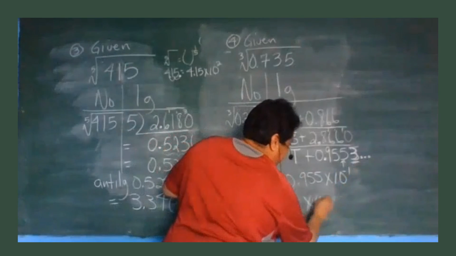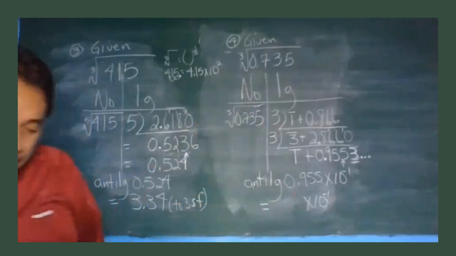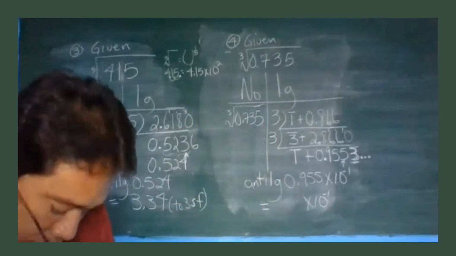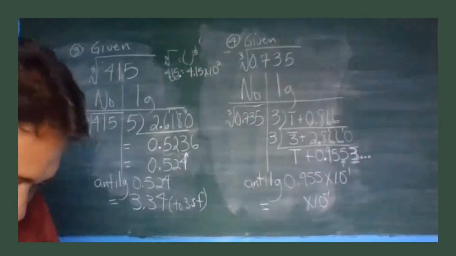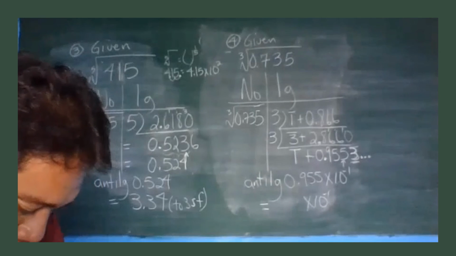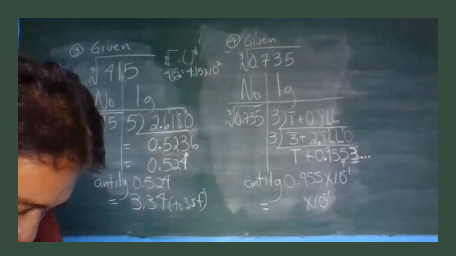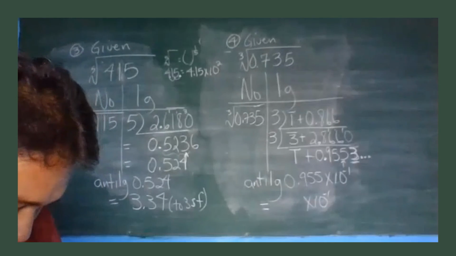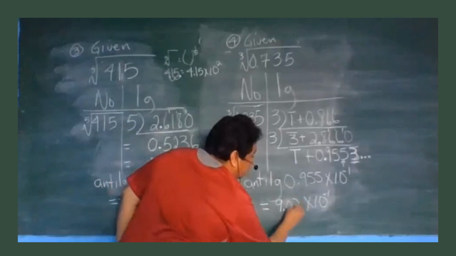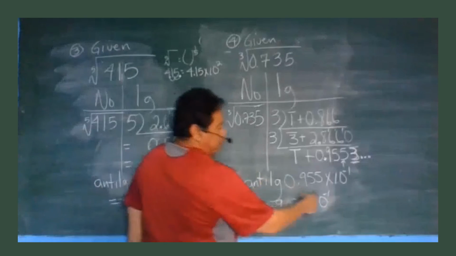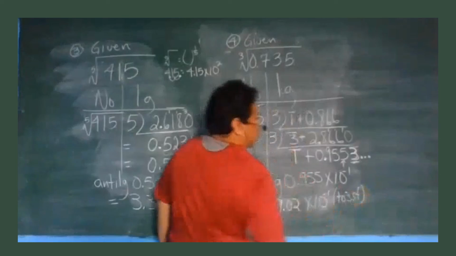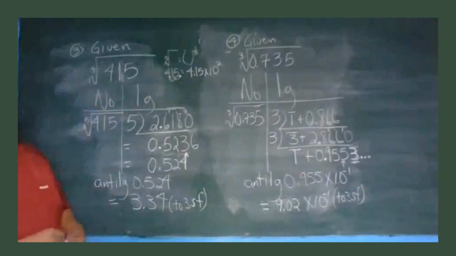So I will go to my anti-log table and I will find 0.95 on my primary column and 5 on my primary row and find where they meet. And they meet at 9.02, and it's going to be times 10 to the negative 1 to 3 significant figures.